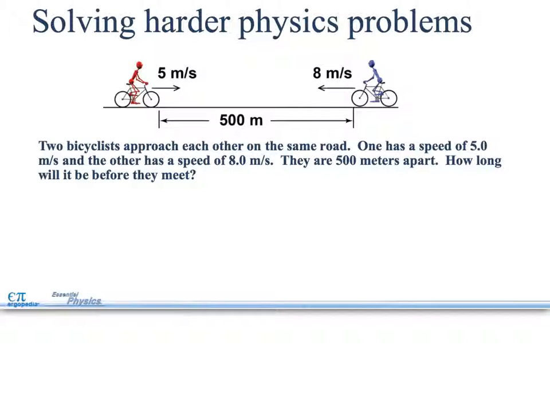Alright, solving harder physics problems. Two bicyclists approach each other on the same road. One has a speed of 5 meters per second, the other has a speed of 8 meters per second. They are 500 meters apart. How long before they meet? So this is the problem we're going to work.